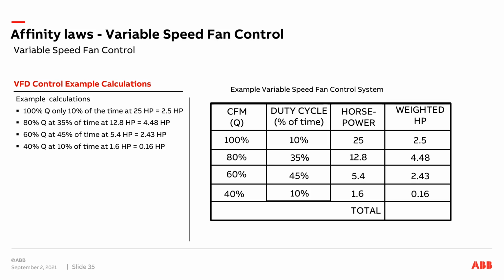When we total up our weighted horsepower of our system, over our duty cycle, we have an average of 9.57 horsepower. Compared to the 22 horsepower from the damper system, with the outlet dampers, this is a great reduction with a large power savings.